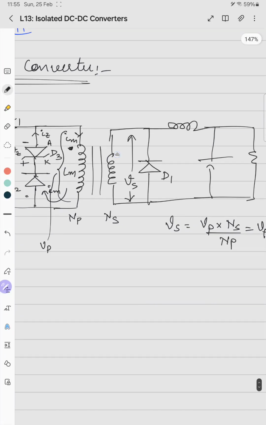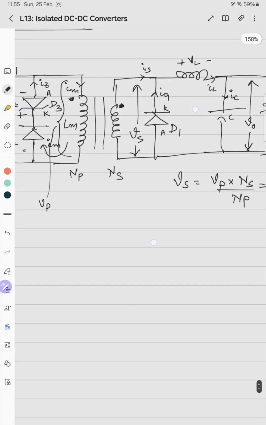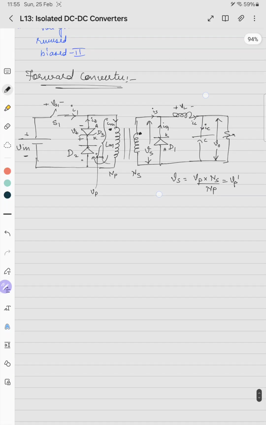Then, by the dot polarity, this becomes plus and this is minus, so minus is connected to the anode of D1, so it is reverse bias. So this is IS, this is ID1, this is VL, this is IL, this is C, this is IC, and this is V naught. So it acts as a normal isolated buck converter for forward bias.